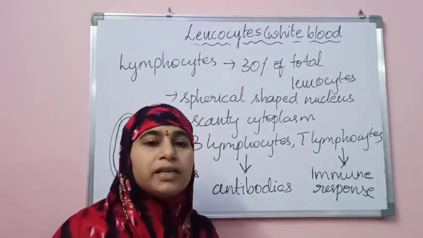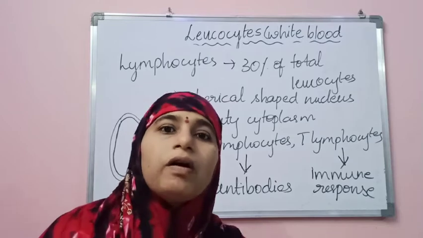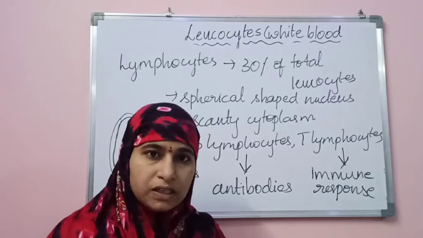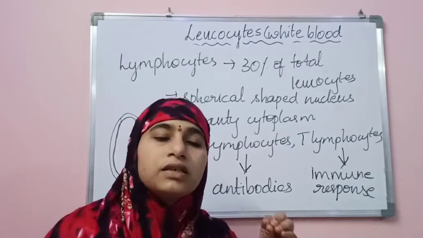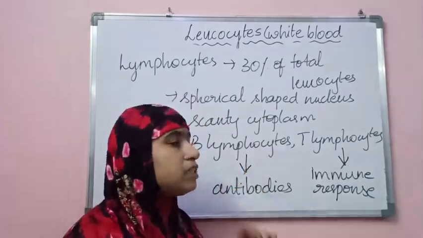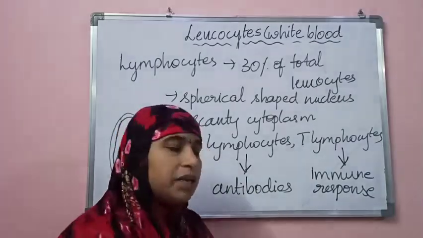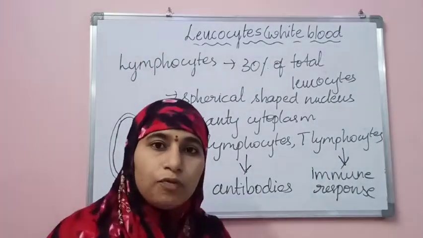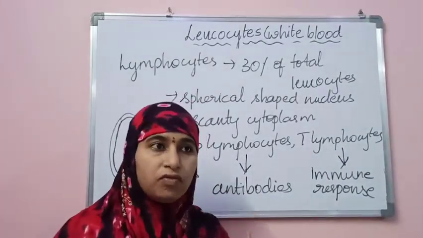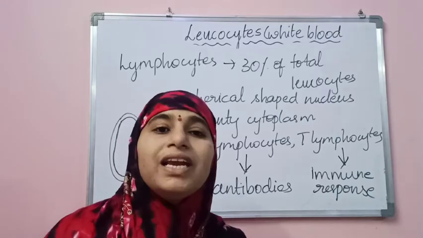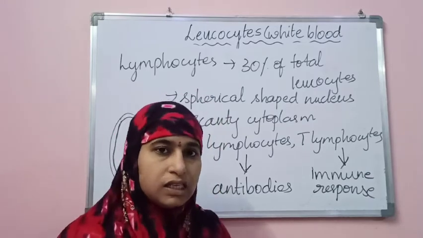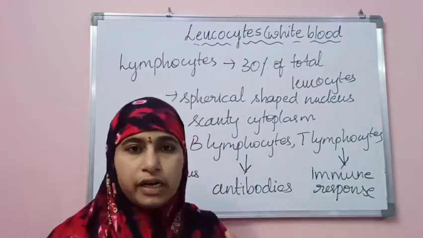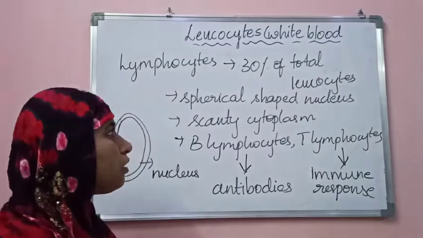So the lymphocytes come under the agranulocytes. They do not have cytoplasmic granules. A major portion of the cell will be occupied by the nucleus only, and a very small amount of cytoplasm will be present. Of the total number of leukocytes, only 30% are lymphocytes. The lymphocytes are divided into two types, B lymphocytes and T lymphocytes. B lymphocytes are helpful in the production of antibodies, so whenever a foreign substance enters our body, antibodies will be produced against it. T lymphocytes are responsible for the immune response. Okay, this is about the lymphocytes.